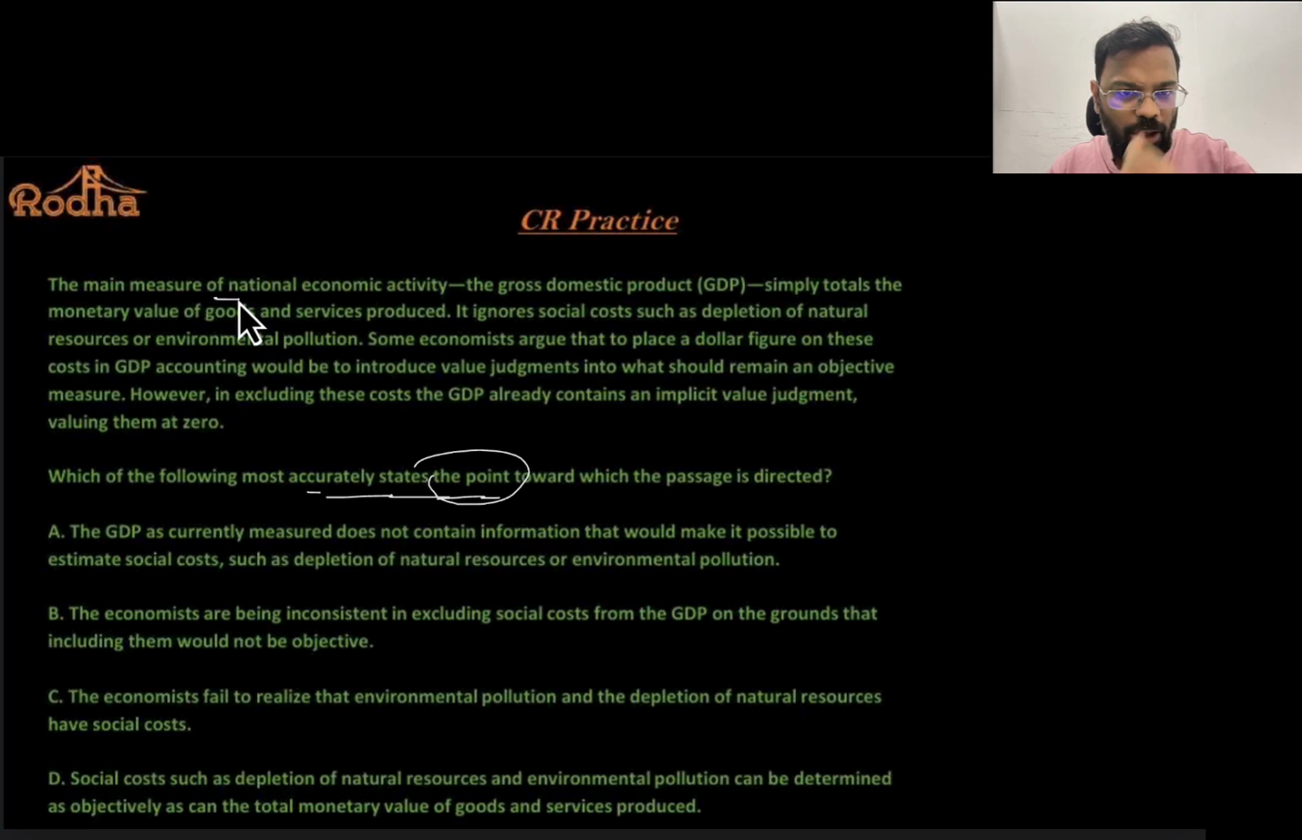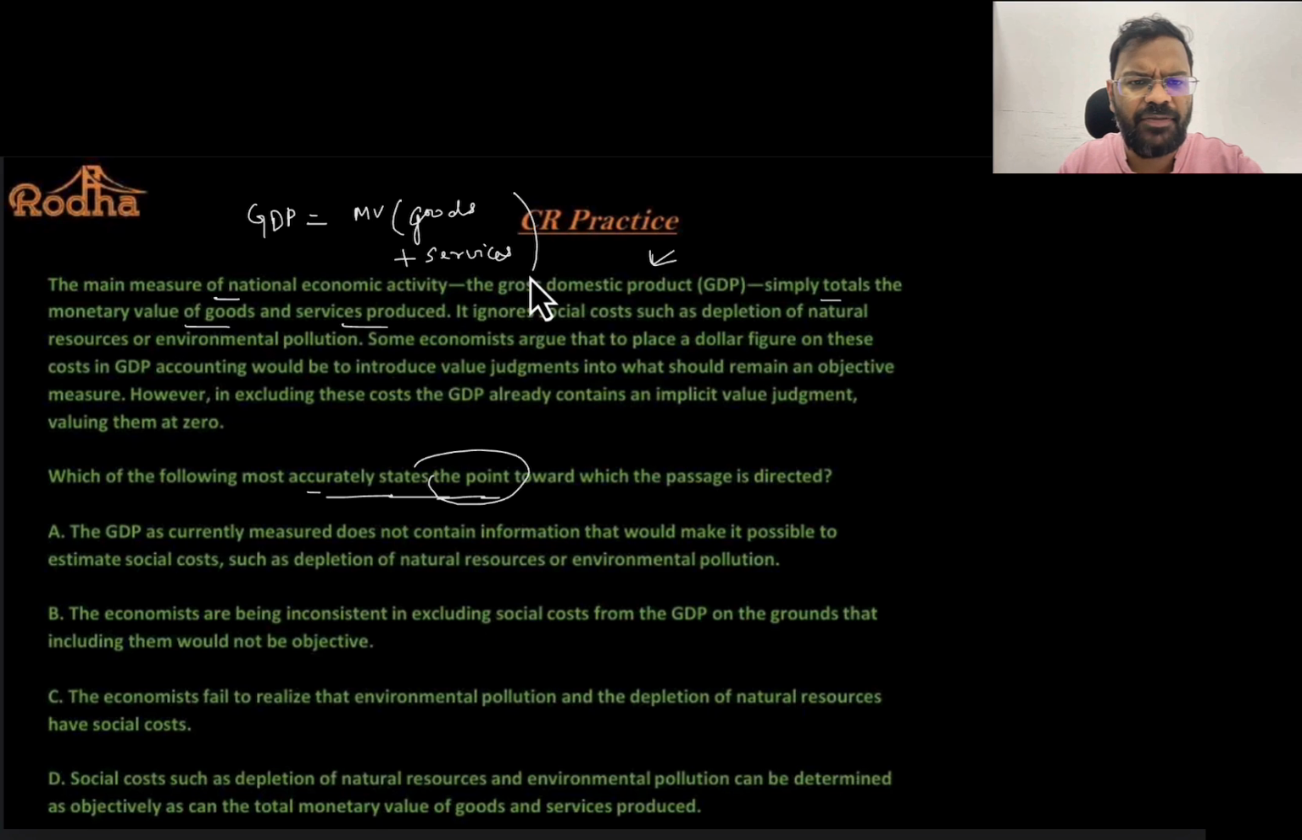The main measure of national economic activity, which is the GDP, simply totals the monetary values of goods and services produced. And I think that is a fair enough definition. We do know that GDP is nothing but the monetary value of goods plus services. Agreed? This is fairly straightforward. So what I would do there is, I would say that this sentence is nothing but giving me a definition of something. It is devoid of a claim, right? This probably is some kind of analysis that the author is coming out with.